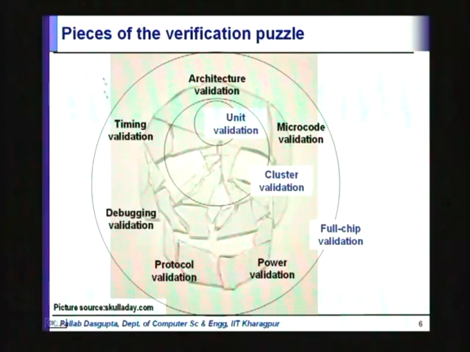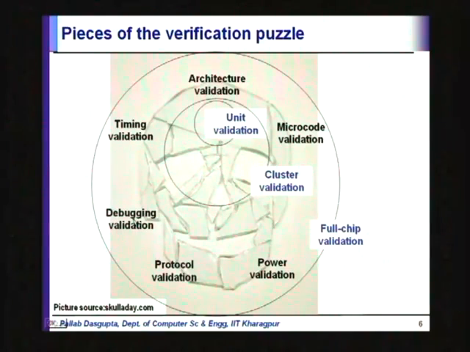This is a picture which shows you the pieces of the verification puzzle. So this is the gamut of the verification problem. One thing is that you have unit level validation of the individual blocks, cluster level validation of blocks together, and then full chip validation when you have put everything together.